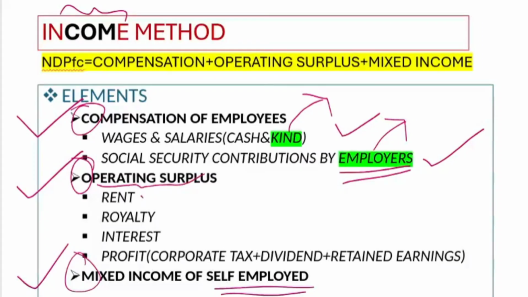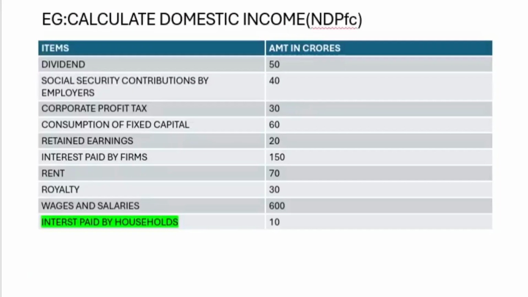Then operating surplus: rent, royalty, interest, and profit. Profit will not be directly given. Corporate tax is paid out of profit, then dividend is distributed, and some part will be retained. This all constitutes the profit itself. That's why we are adding it. In some cases, dividend plus retained earnings as a whole will be directly given as after tax profit, because after corporate tax, whatever is left is divided as dividend and retained earnings. Now we can move on to the example.